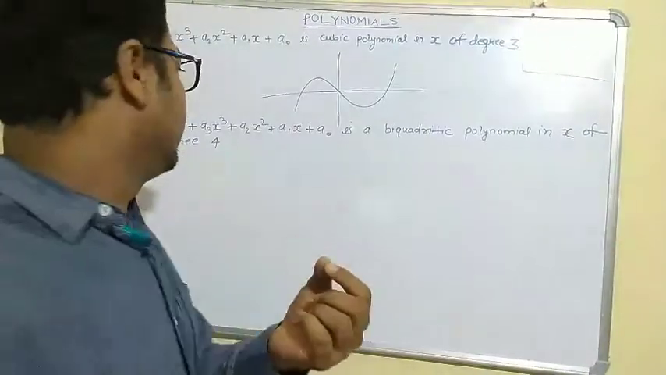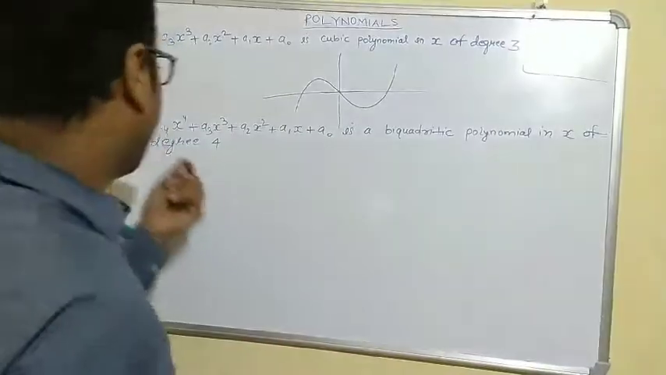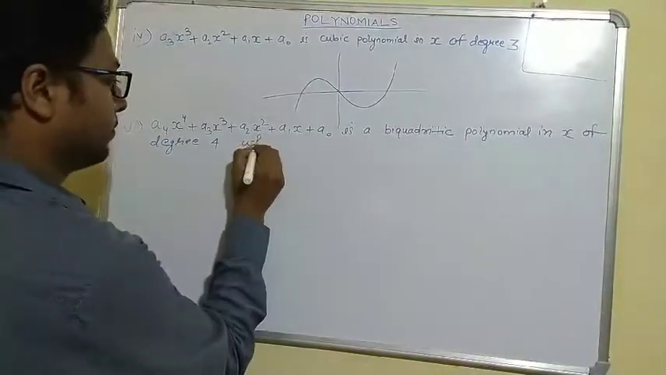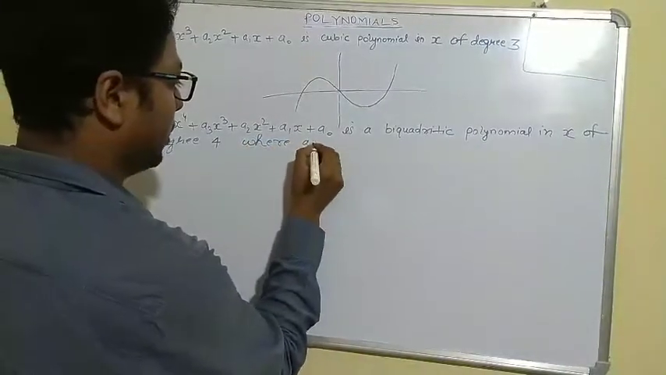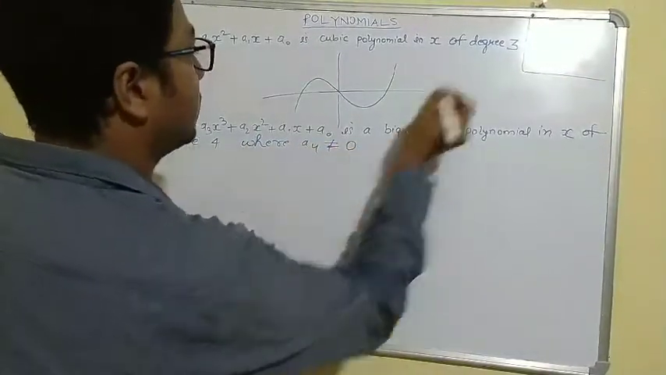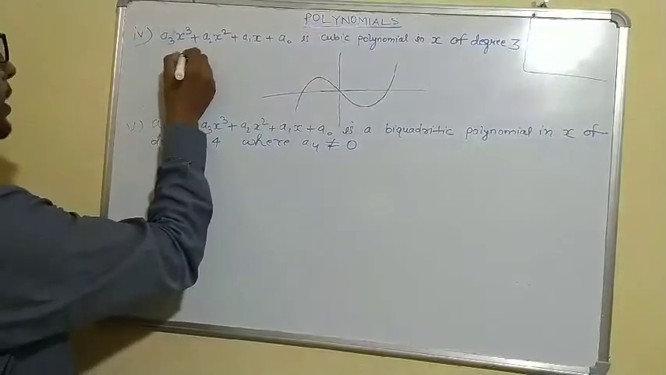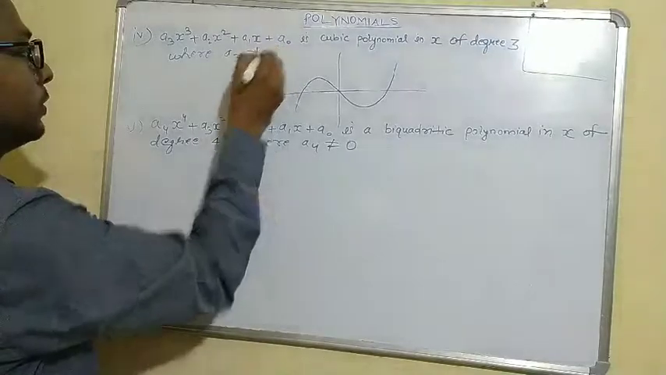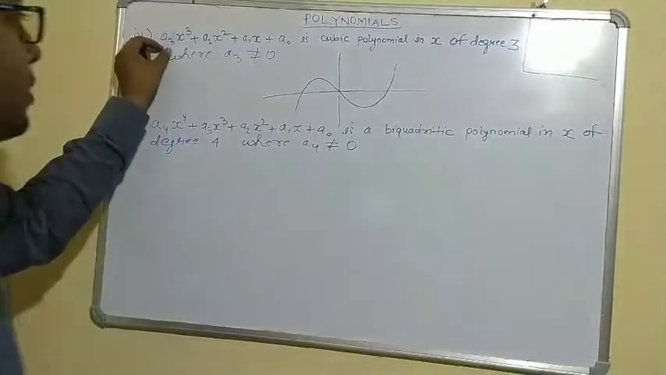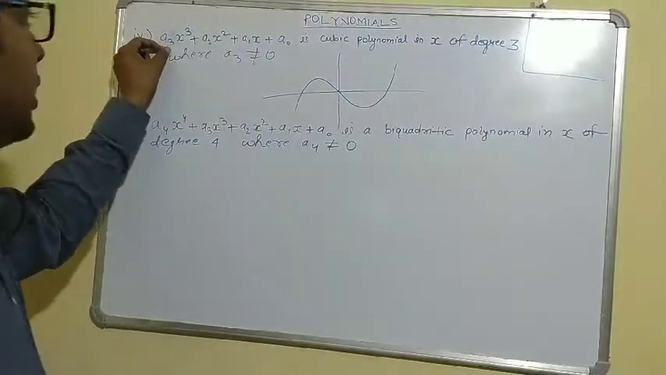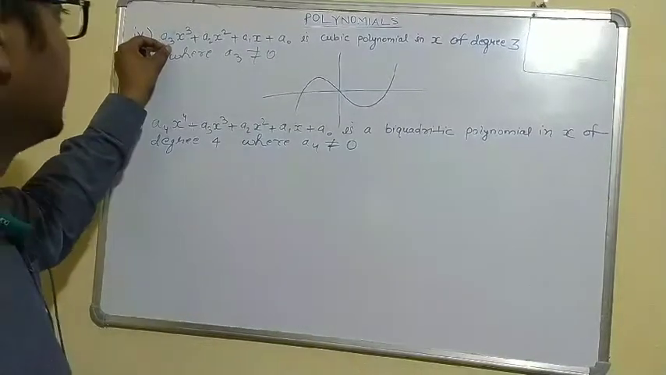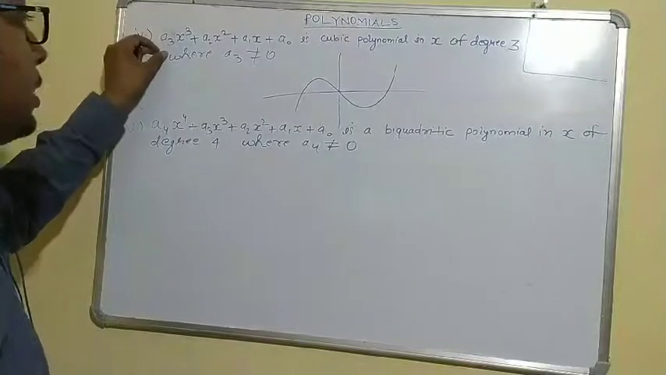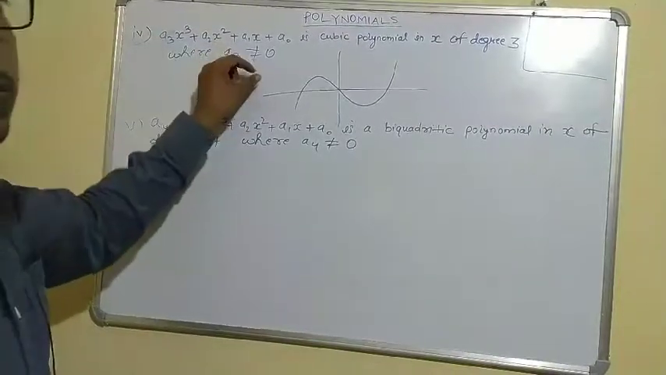It has to be remembered that a4 is not equal to 0, where a3 is not equal to 0. In every case, the first term of the polynomial, the coefficient of the highest degree of x, must not be equal to 0.